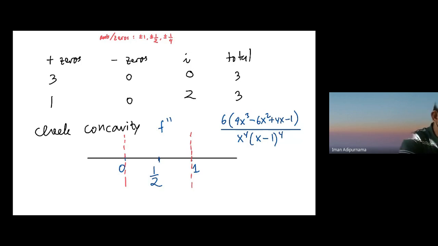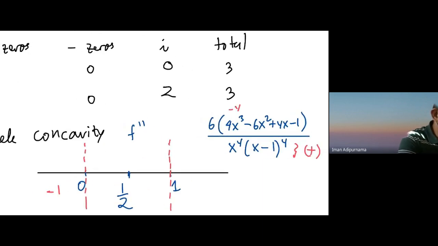So this is always positive, so we only need to check the numerator. We may start with -1. Start with -1 is -4, -6, -4, -1. It's all negative. It will be negative.